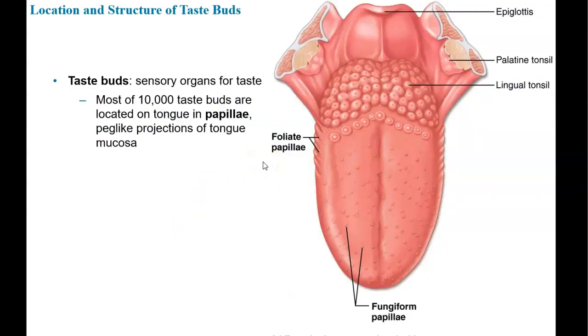Taste buds, these are sensory organs for taste. So most of the taste buds, around 10,000, are going to be located in the papillae, which are the little structures that are on the tongue. And you can actually see these when you stick your tongue out. If you look closely, they're like the little bumps. So there's different types. There's the foliate papillae, there's the fungiform papillae, the vallate papillae, and the taste buds are located within those structures.